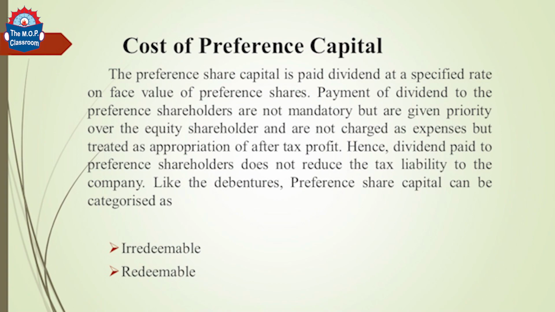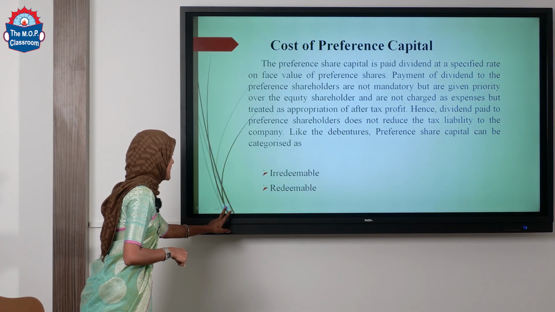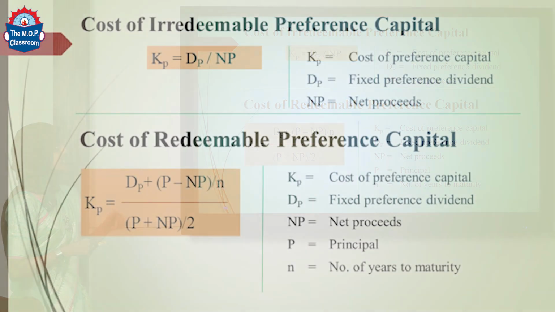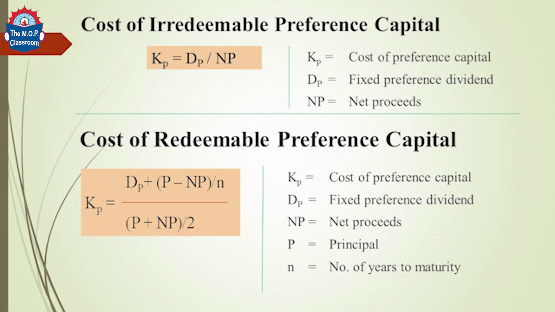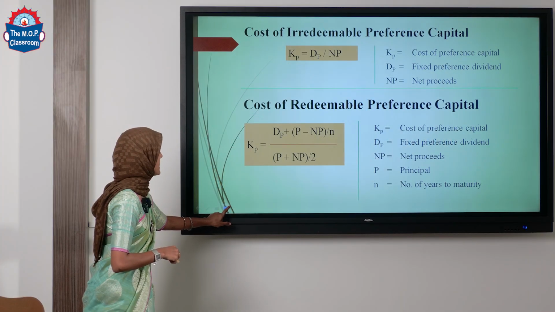Moving forward, cost of preference capital. Preference capital will have a priority over the equity share capital in terms of receiving their dividend. So, again there are two formulas here, the same that we saw in the debentures: irredeemable and redeemable. When it is irredeemable preference share capital, it is DP divided by NP. DP is nothing but the preference dividend that is fixed for the preference shareholders, and NP is the net proceeds. To find out the cost of redeemable preference share capital, the following is the formula. We'll see a few example sums on this.